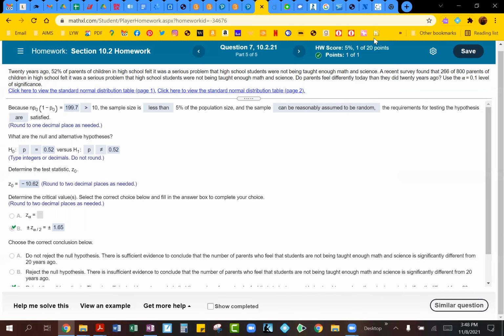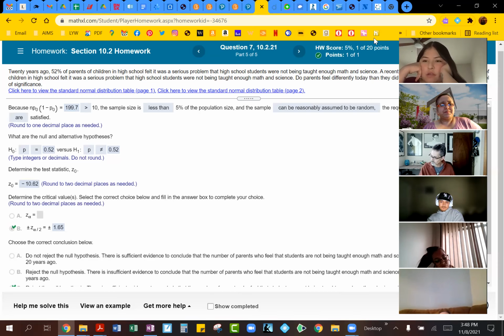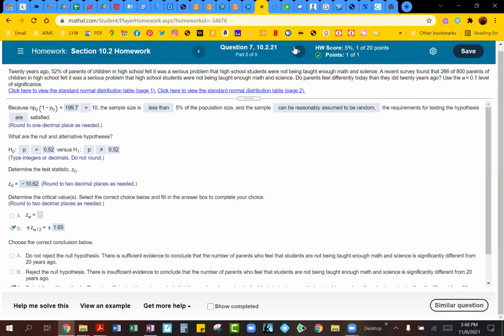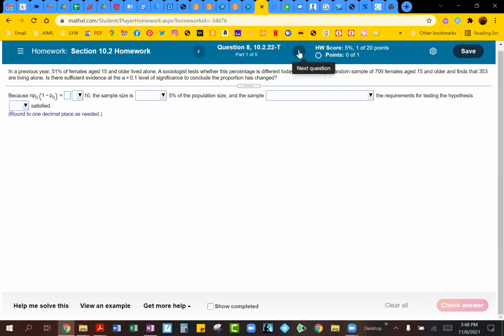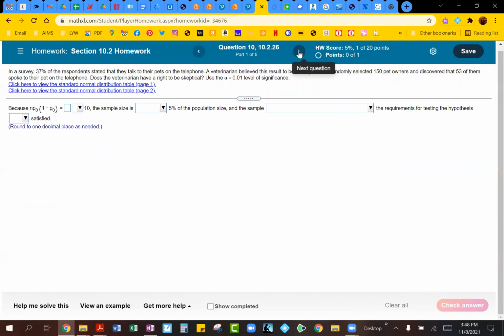So any questions as we walk through the steps of this example over here? Any part that you needed extra help with or did not make sense? Okay. Let's see if we can find another example here.